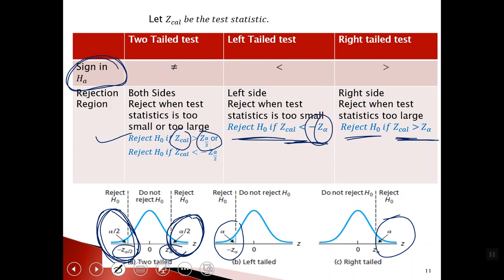Anyway, this is the idea. If at any time your calculated test statistic value is within that rejection region, then you have to reject. Otherwise, you do not reject. That's the one and only idea behind this.